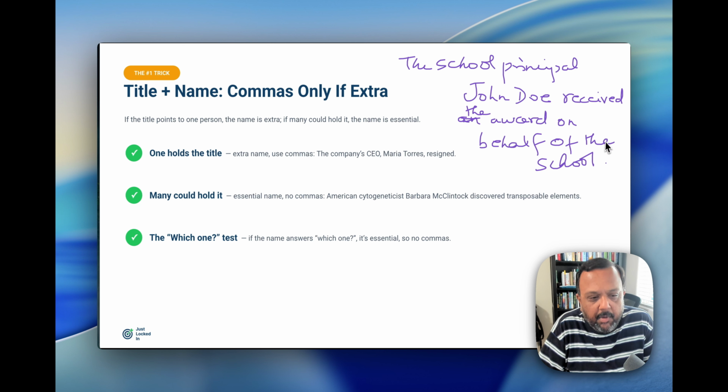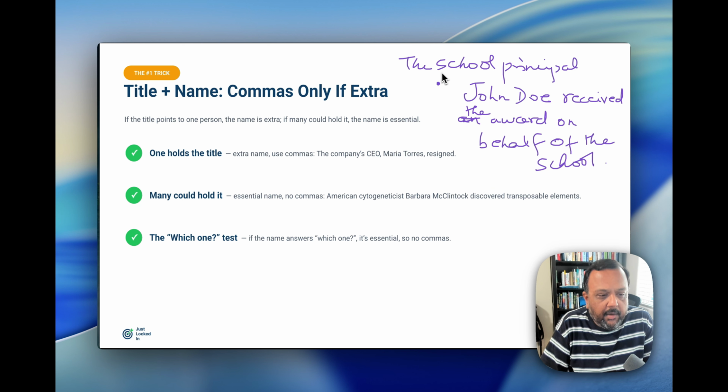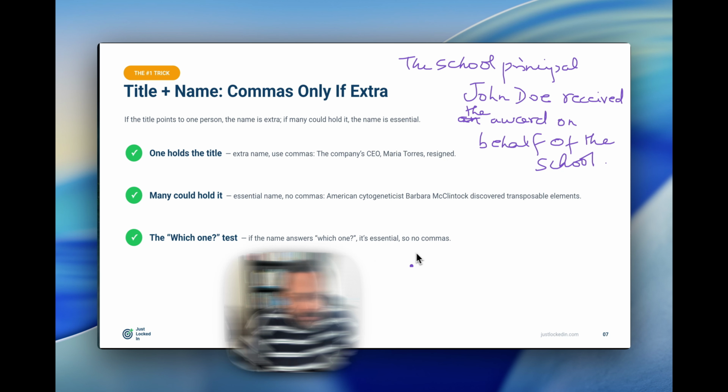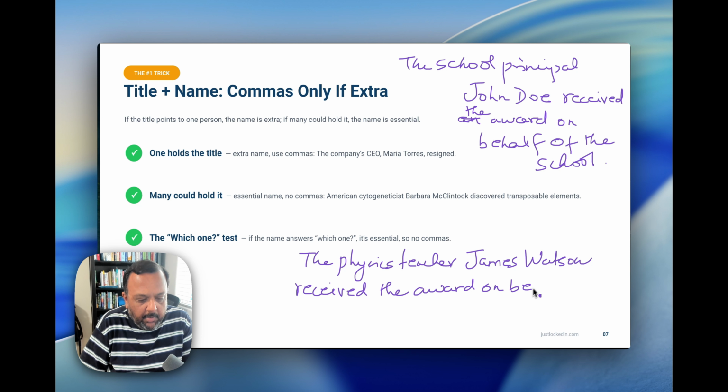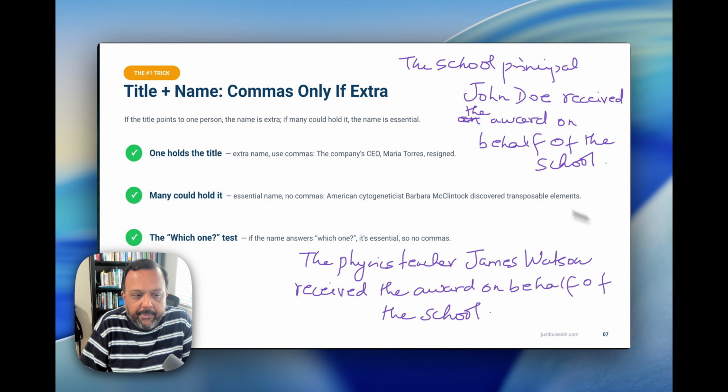Okay, pardon my bad handwriting. Okay, so the school principal, John Doe, received the award on behalf of the school. Okay, and I'm going to write another sentence like this, which is, the physics teacher, James Watson, received the award on behalf of the school, right? So the school principal, John Doe, received the award on behalf of the school.